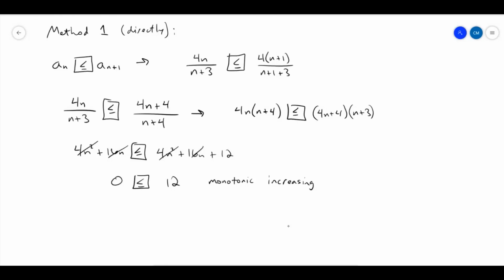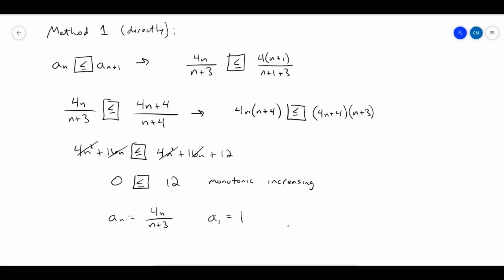Is this sequence bounded? A sub n equals 4n over n plus 3. Well, I think you can see that it definitely is bounded. In fact, it's both bounded above and below, because if you notice, what is the first term of this sequence? A1. What's the first term? Well, that's the term that I get when I plug the number 1 in there, right? So 4 over 4, 1.